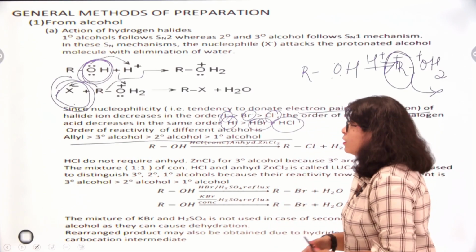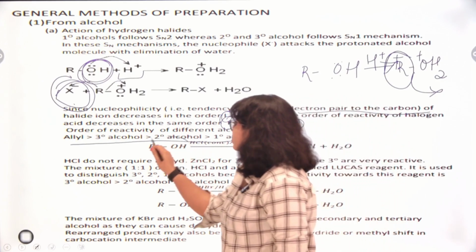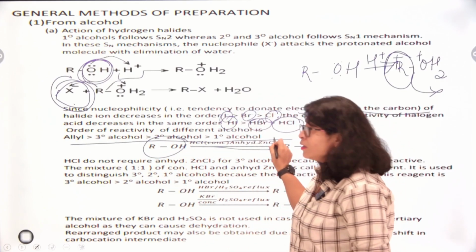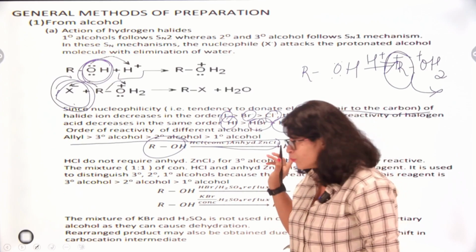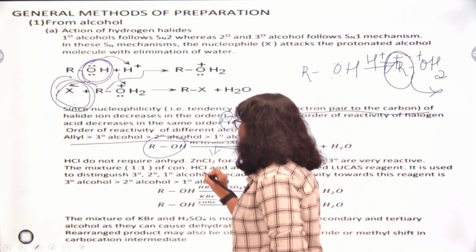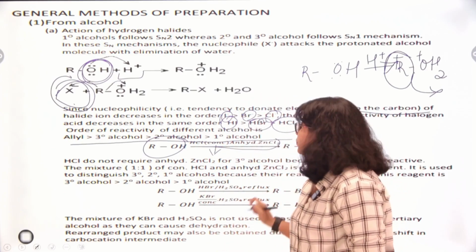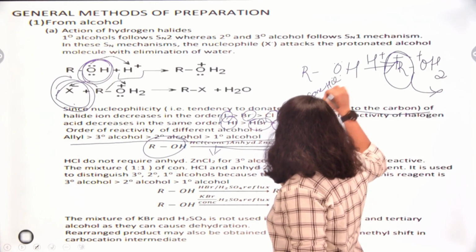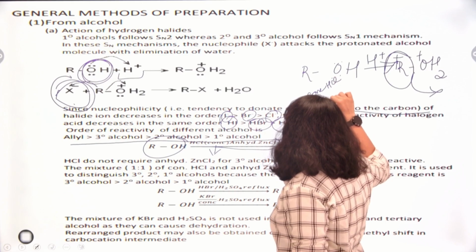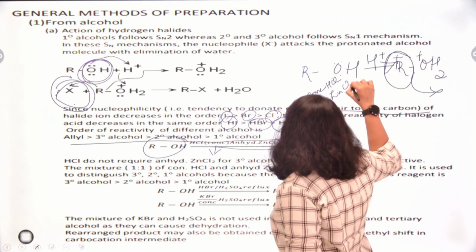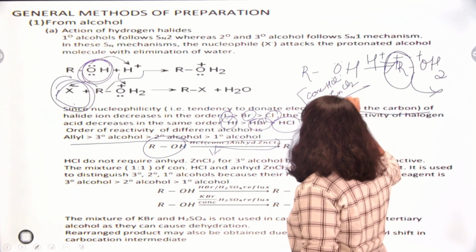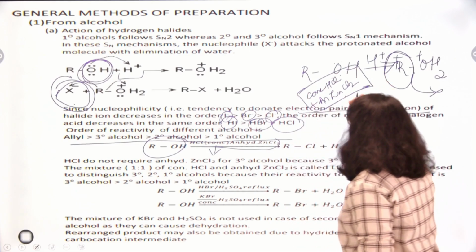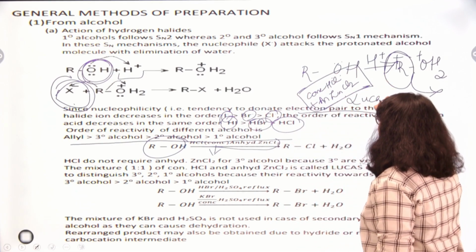Another method is I can react ROH with concentrated HCl and anhydrous ZnCl2. It is important to note here that this reagent, concentrated HCl plus anhydrous ZnCl2, has a special name given to it. It's called Lucas reagent.